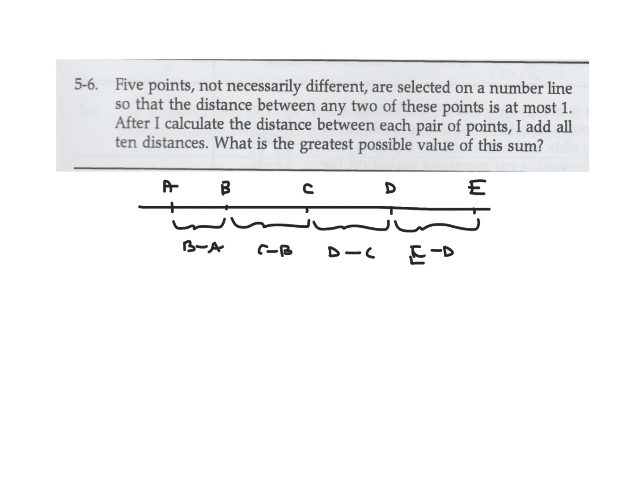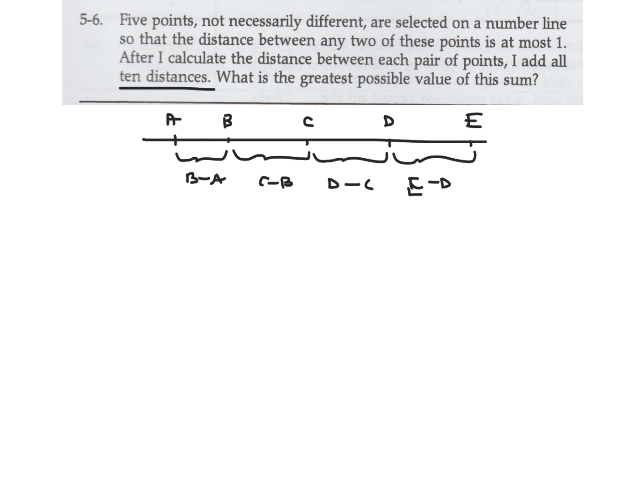Five points, not necessarily different, are selected on a number line so that the distance between any two of these points is at most 1. After I calculate the distance between each pair of points, we got 10 distances. Okay, I think I got it. 10 distances. 1, 2, 3, 4, 5, 6, 7, 8, 9, 10. So the first distance is A to B, right? And that's B minus A. Okay, I got it. And then A to C would be C minus A, and so on.